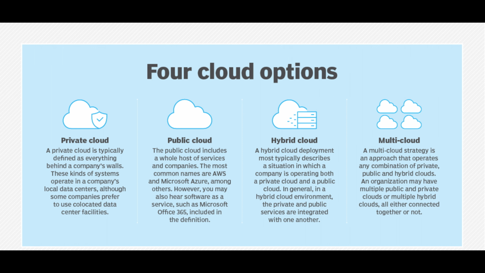Next is hybrid cloud. Simply, hybrid means a combination of private and public. Let's see the definition. A hybrid cloud deployment most typically describes a situation in which a company is operating both a private cloud and a public cloud. In general, in a hybrid cloud environment, the private and public services are integrated with one another.